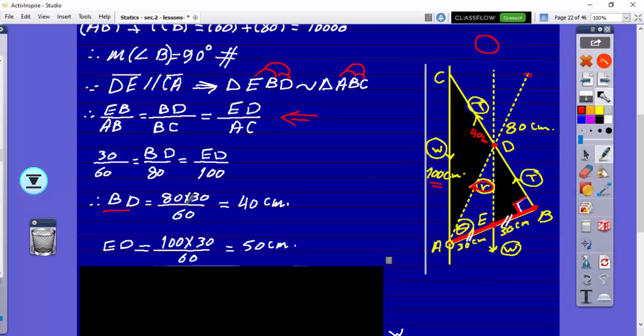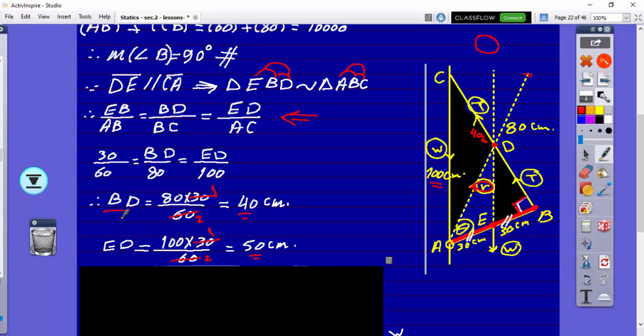BD equals 80 multiplied by 30 over 60, which equals 40. Divide 30 equals 1, divide 30 equals 2. 80 divided by 2 equals 40. Also 30 divided by 30 equals 1. 60 divided by 30 equals 2. And 100 divided by 2 equals 50.